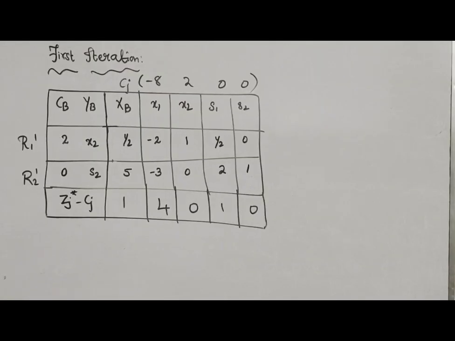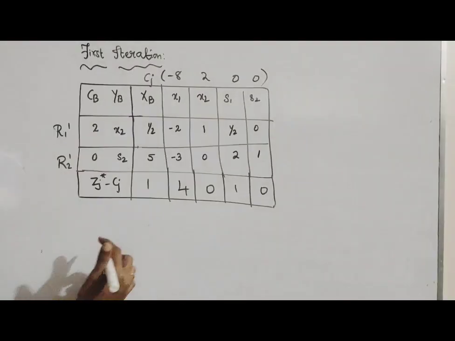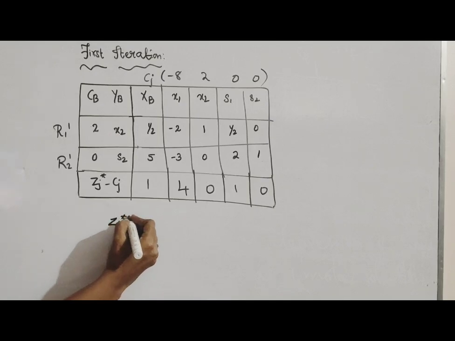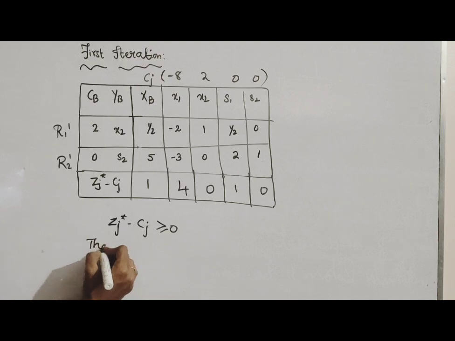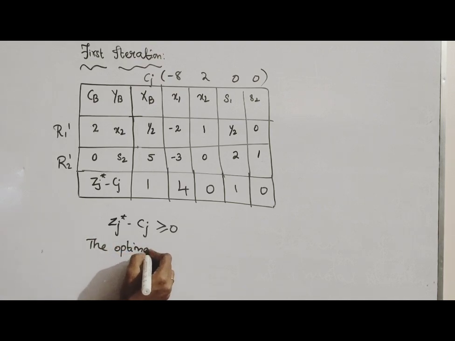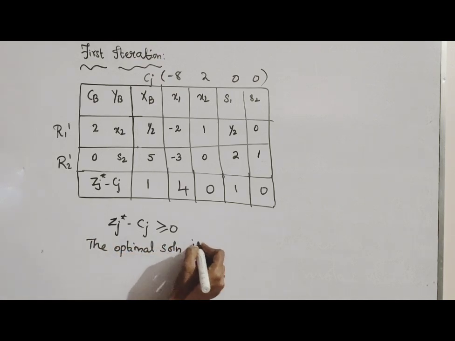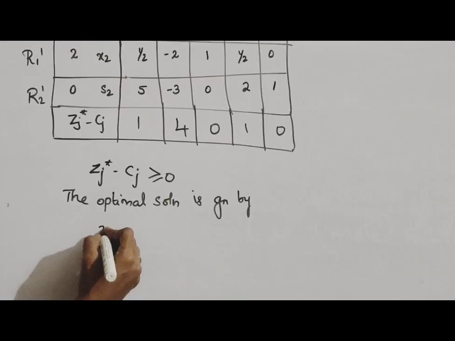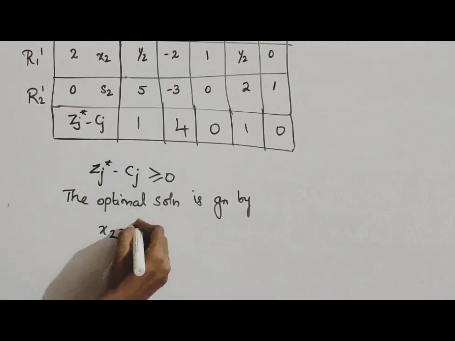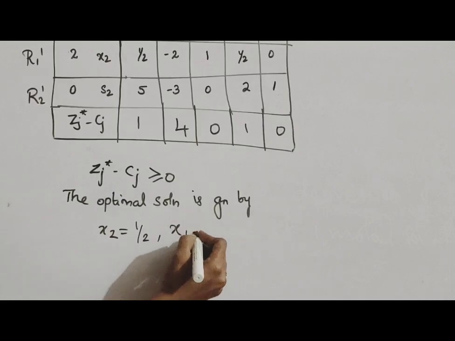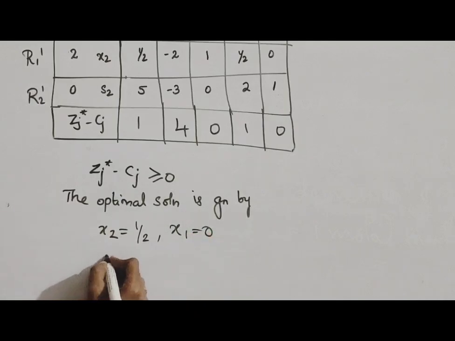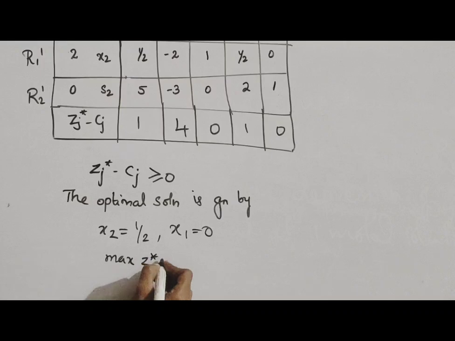Here, all Zj star minus Cj values are greater than or equal to 0. All Zj star minus Cj values are positive. So, in this iteration itself, we obtain the optimal solution, right? The optimal solution is given by x2 is equal to 1 by 2 and here the x1 value is not obtained, therefore the value is 0, and maximum z star is equal to 1.